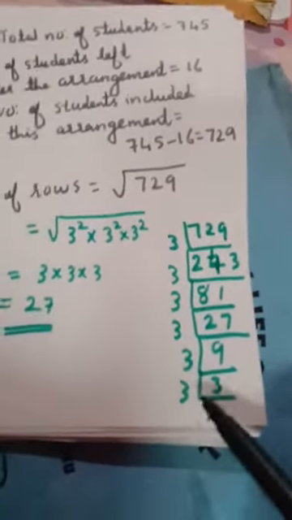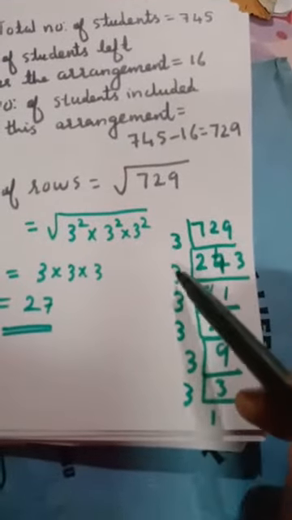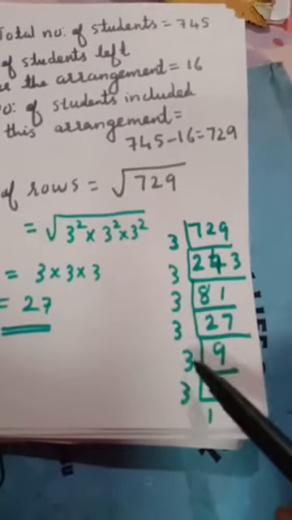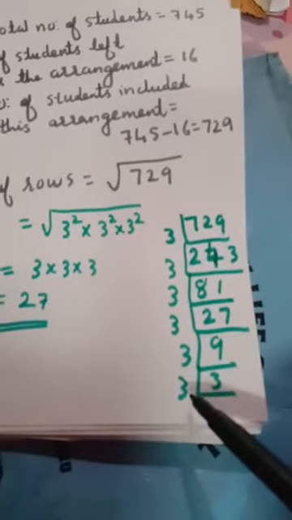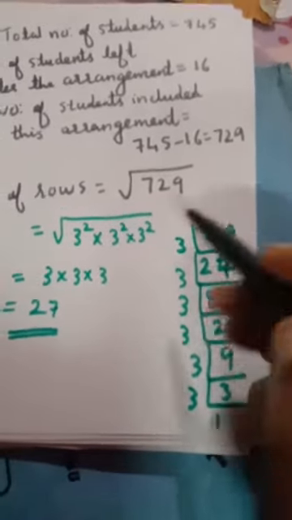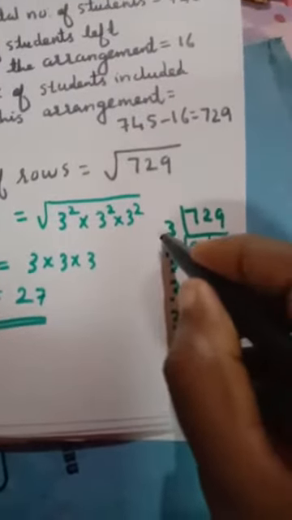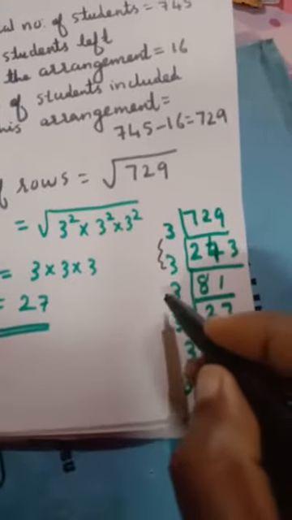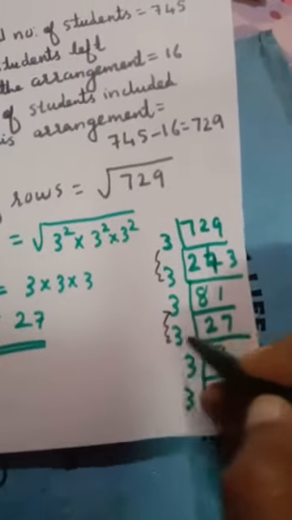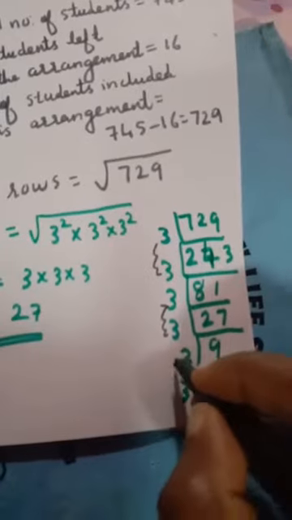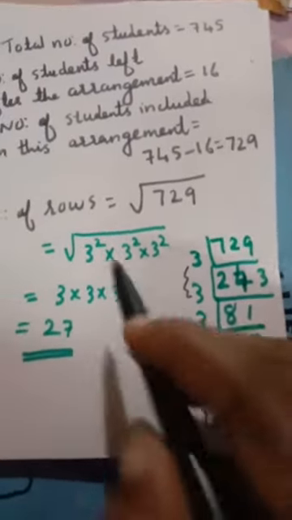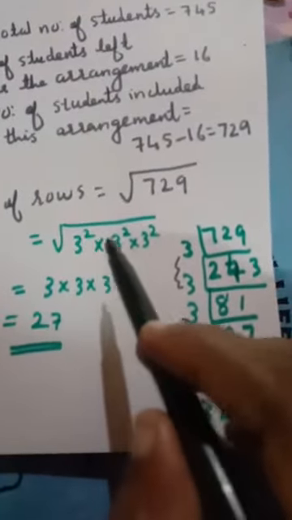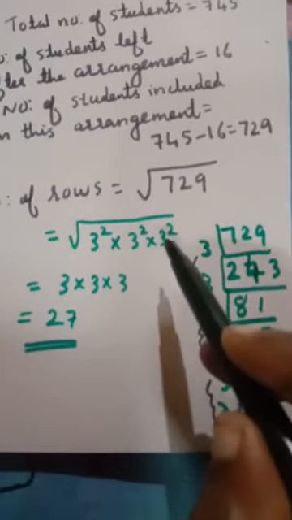3 by 3, 1. So this is equal to 3 into 3 into 3 into 3 into 3 into 3. 6 3s are there, 6 times. So we can arrange this 3 into 3, this 3 square, and this 3 into 3, 3 square. Again this 3 into 3, 3 square. Okay. So root of 3 square into 3 square into 3 square.